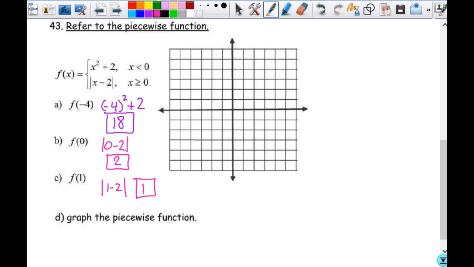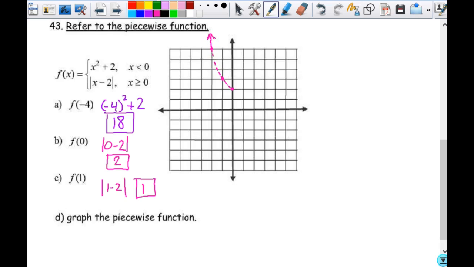Then I need to graph it. So x squared plus 2 if x is less than 0. So x squared would be a parabola, but I'm going to go up 2. So that's my vertical transformation there. So I'm going to go up 2, and then, let's see, it's going to look something like this. I can't get my pen right. Okay.